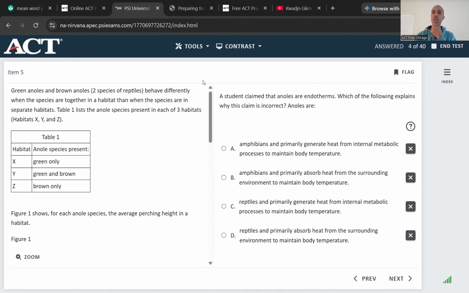A student claimed that anodes were endotherms. Which of the following explains why this claim is incorrect?